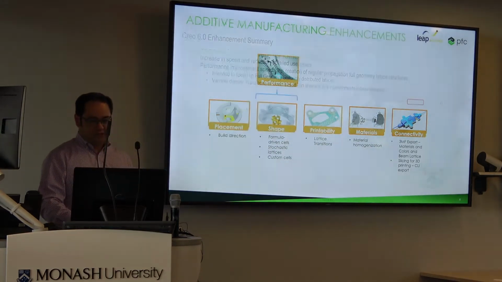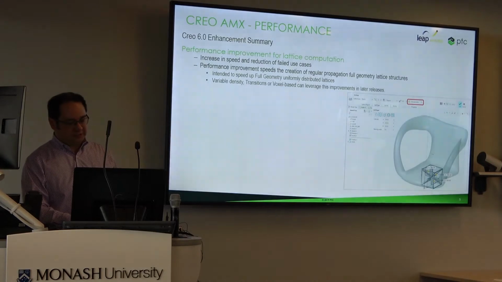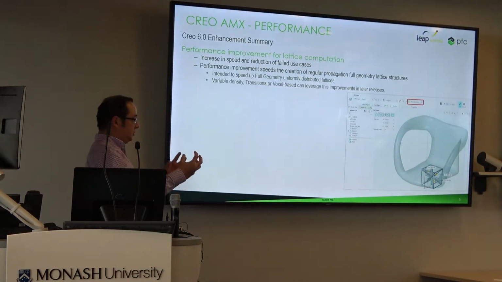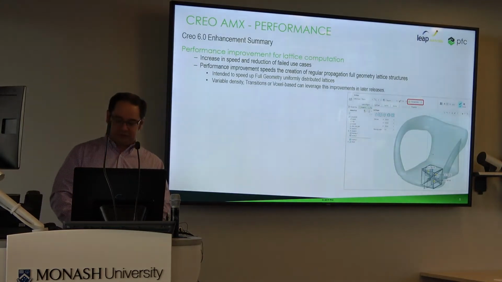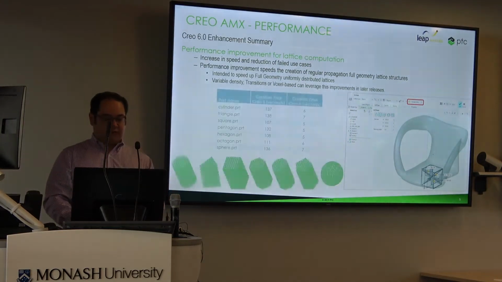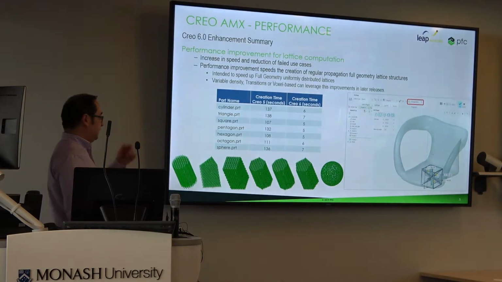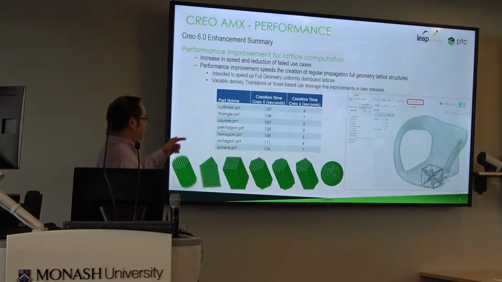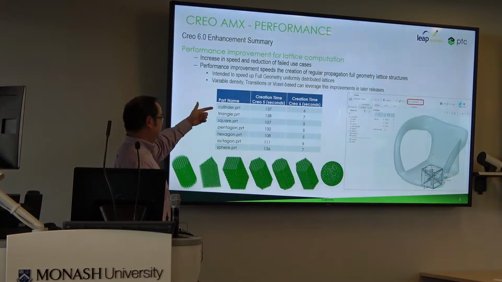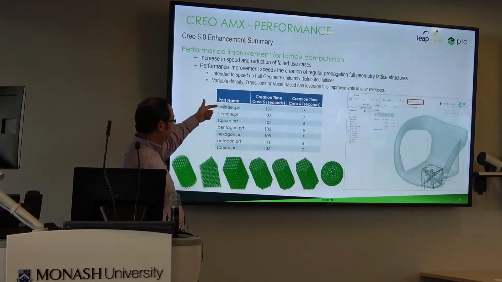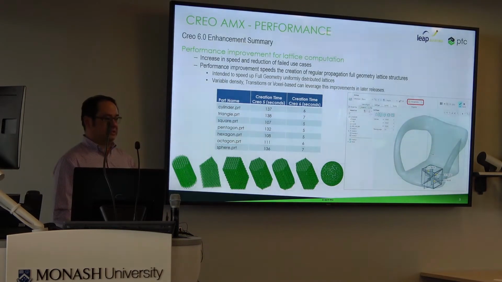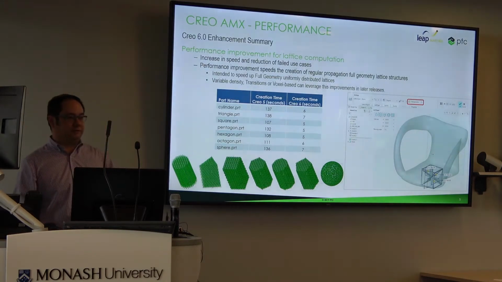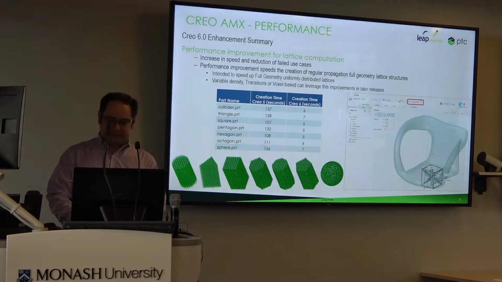Okay. So performance enhancement. Now we can build these lattice features. We can have very, very big, complicated lattices with lots of bits inside it. So they've done, again, a lot of back-end tweaking for the engine to make that regenerate faster. Some examples: I've done some testing myself, with similar results. So this part here, turn that solid part into a lattice. In Creo 5 it took 137 seconds. In Creo 6 it takes 6 seconds. Okay, so some pretty significant performance improvements there for generating lattices.